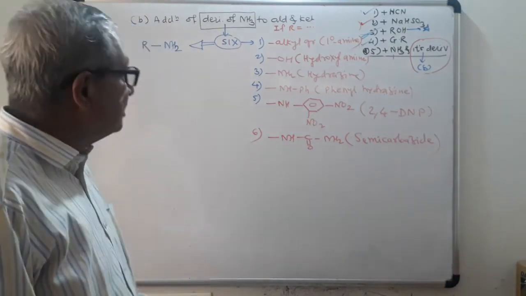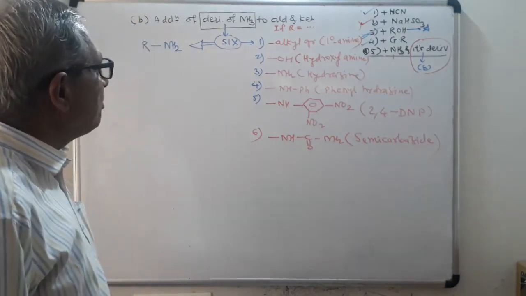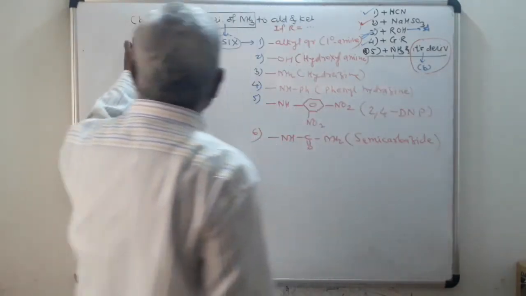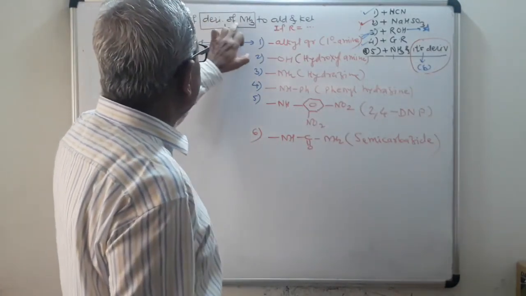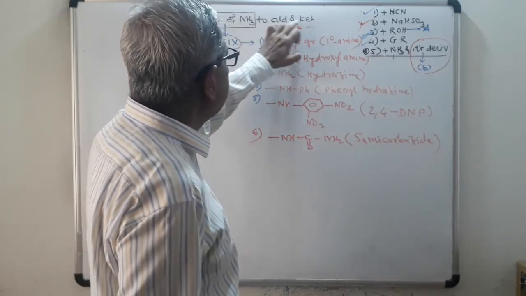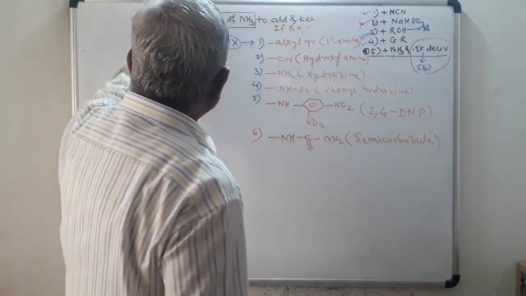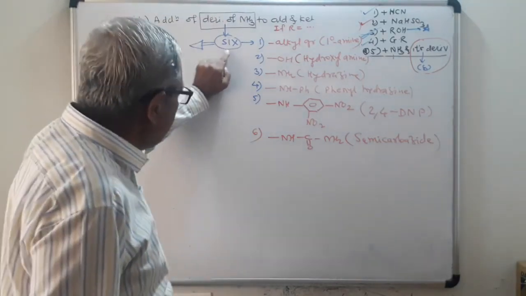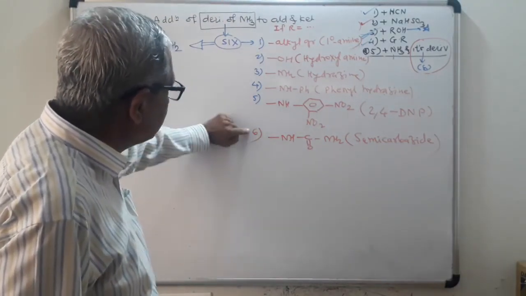So these are the 6 derivatives of ammonia. Our title point B is here: addition of derivatives of ammonia to aldehyde and ketone. Now I will explain only the derivatives of ammonia. Derivatives of ammonia are 6, numbered 1 to 6.